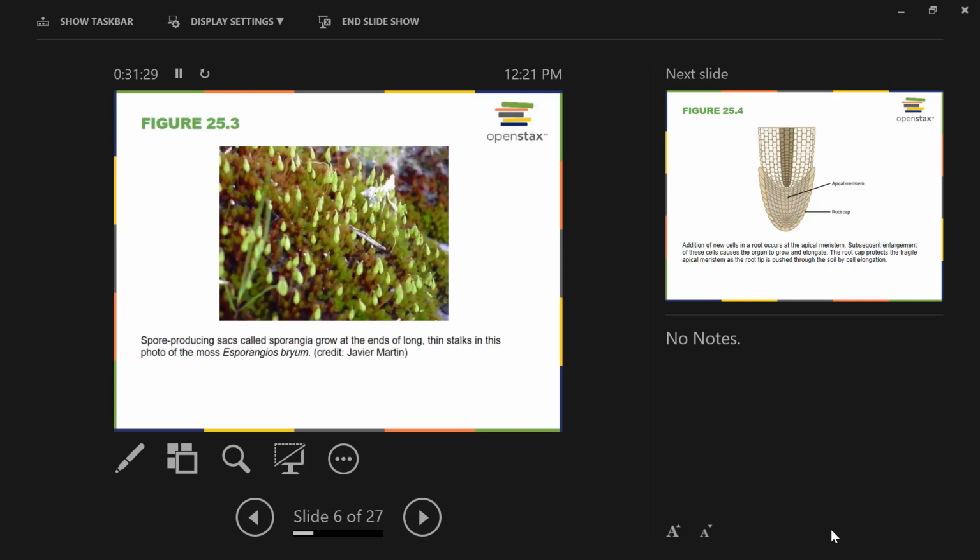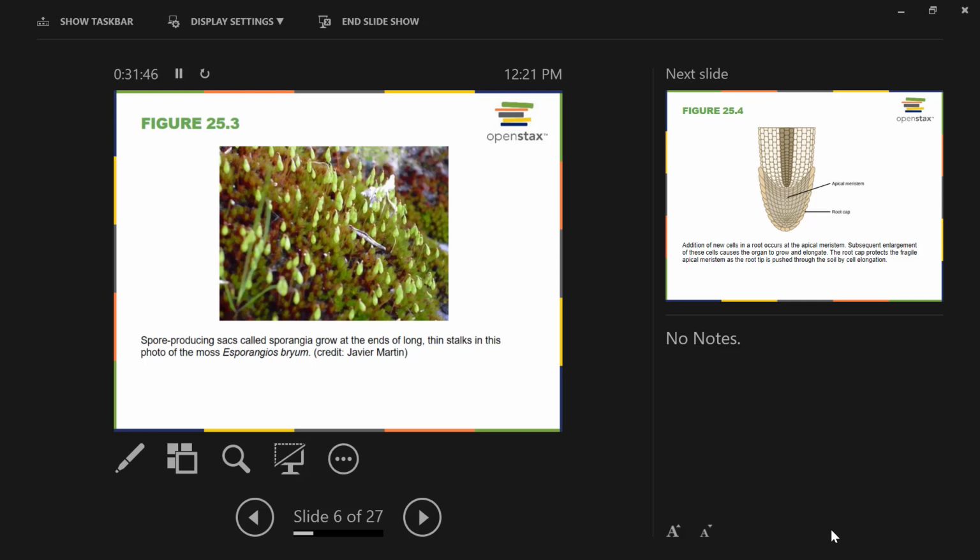But here's an image of a gametophyte. Here's the gametophyte. Can you see the blades? It's a little blurry, but here's the gametophyte. And then here's a sac on the gametophyte that is the sporophyte. The sporophyte producing spores. Okay?